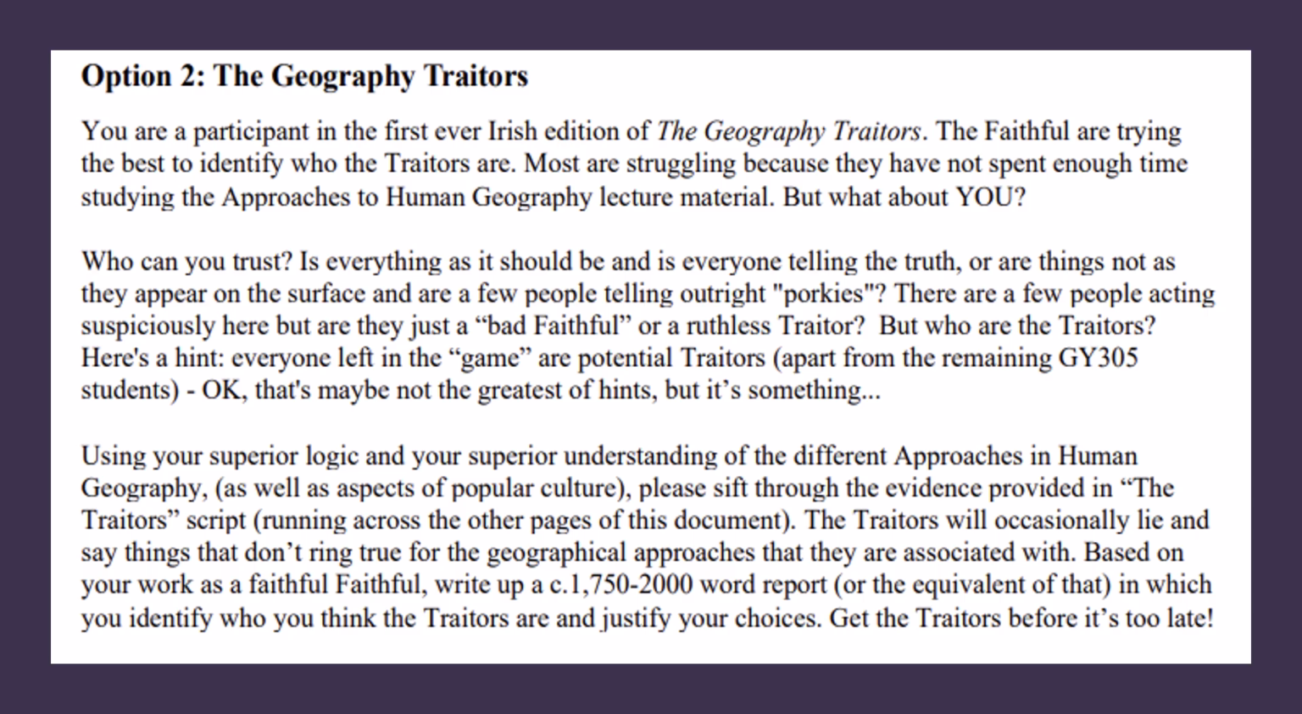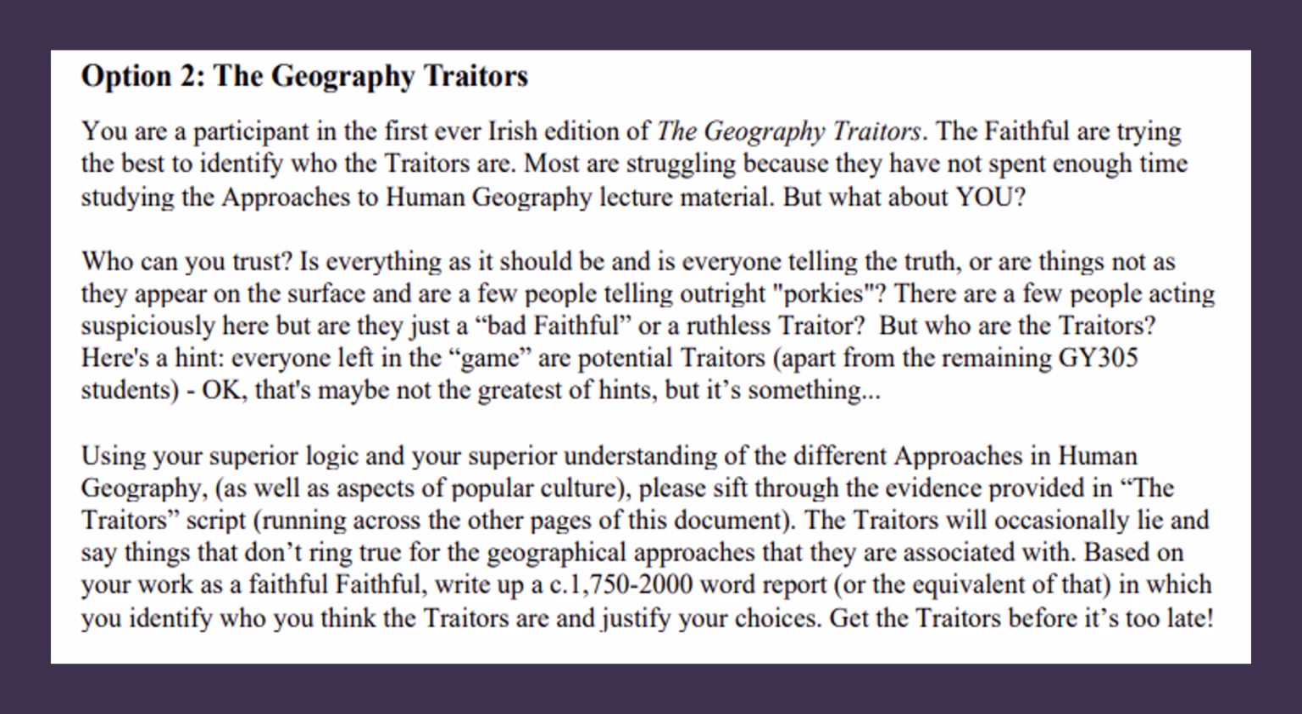You can use a newspaper article, so boom, boom, boom, Geography Traitors ends with all the traitors outed, and you explain why you were so clever in the article, why you as a character were so clever in finally pinning down the traitors, getting them out of the game, ensuring that the faithful won.